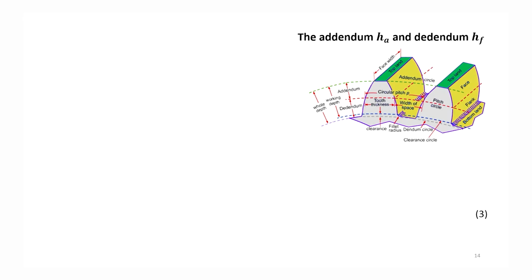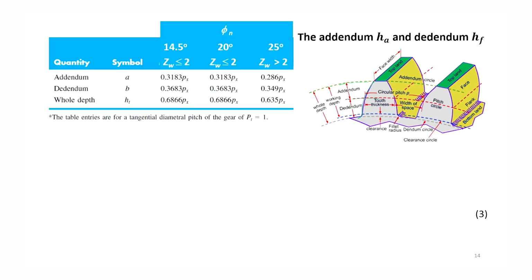Now, let us find the addendum and dedendum of the gear tooth. We know that in a gear tooth, above the pitch circle and between the addendum circle, the height of the gear tooth is called the addendum, and below the pitch circle, the depth of the gear tooth is called the dedendum. And we have a table which gives us the dimension of addendum and dedendum based on the normal pressure angle and number of teeth on the worm.